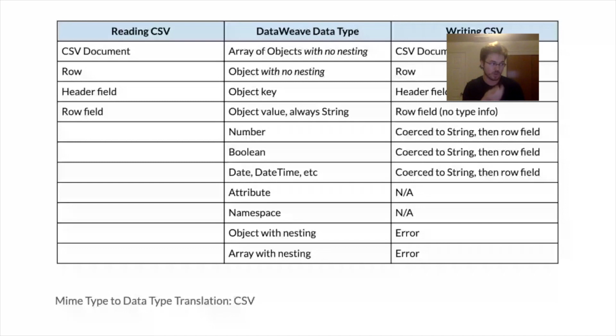Now, if you take an array and you use some nesting, that can be okay if it's like here at the top, an array containing a bunch of objects that don't have any further nesting. That's fine. But if you have an array of arrays, that used to be okay in DataWeave 1.0, but in DataWeave 2.0, that is no longer okay.